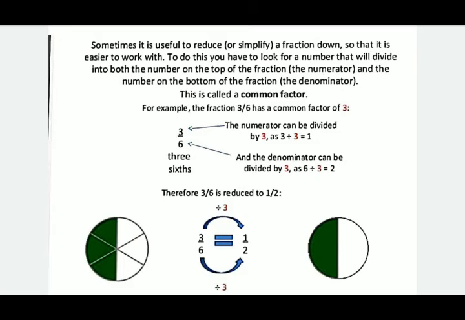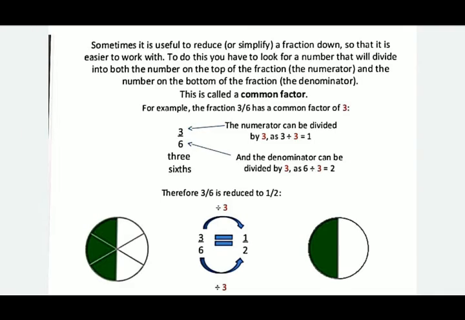It is useful to reduce or simplify a fraction so that it is easier to work with. To do this, you have to look for a number that will divide into both the number on the top of the fraction, the numerator, and the number on the bottom of the fraction, the denominator. This is called a common factor. Now here an example is there.